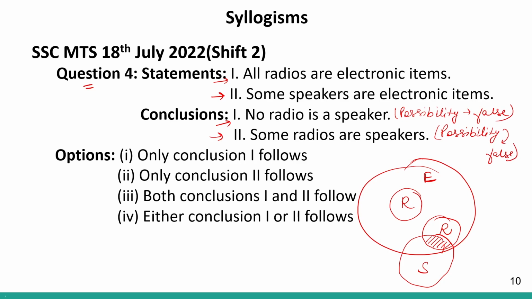Correct? Now, no radio is a speaker is a negative statement. And some radios are speakers is a positive statement. So now, either no radio will be a speaker or some radios will be a speaker. So either of the two will be possible. So I can say either 1 or 2 will follow, correct? Because one of the two possibilities will be true. Either the negative possibility or the positive possibility will be true. So either 1 will follow or 2 will follow.